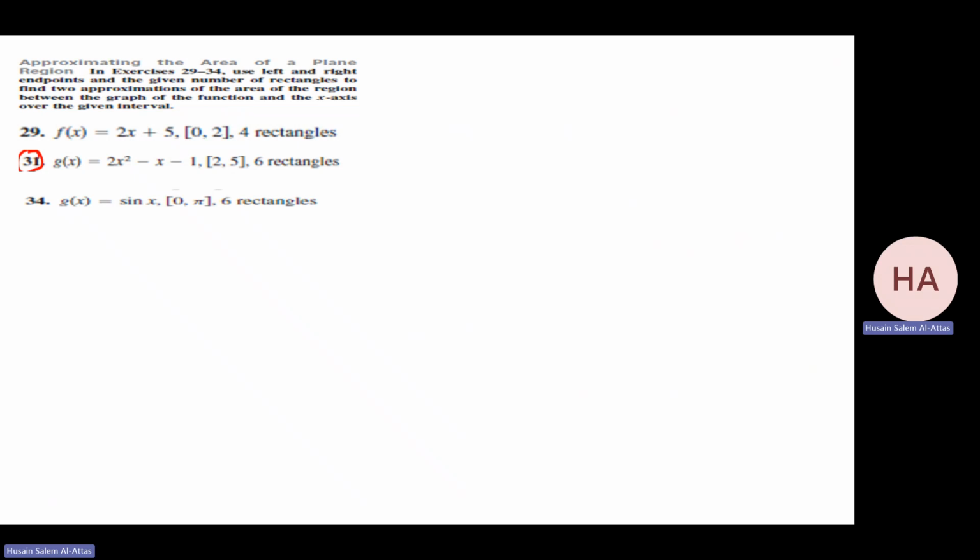I'm starting with 21 because the rest I did in the sigma notation recording. I think these are easy ones, but you need to be careful with the calculations. I need to use left and right endpoints for a given number of rectangles to find two approximations between the graph of the function and the x-axis.